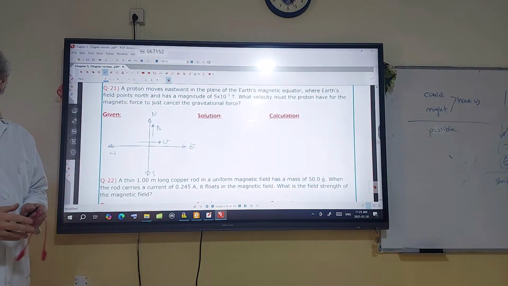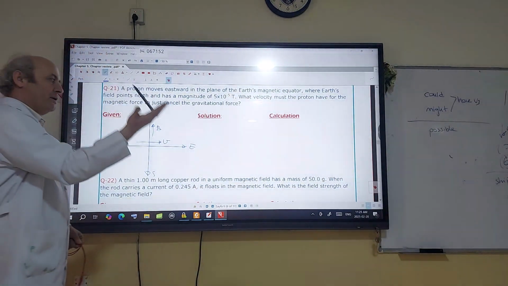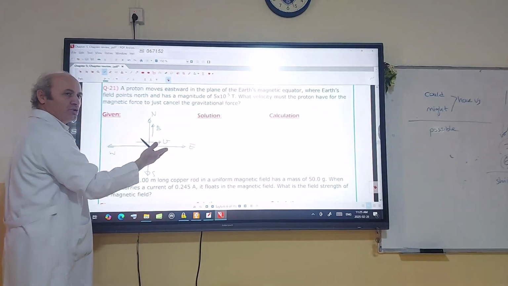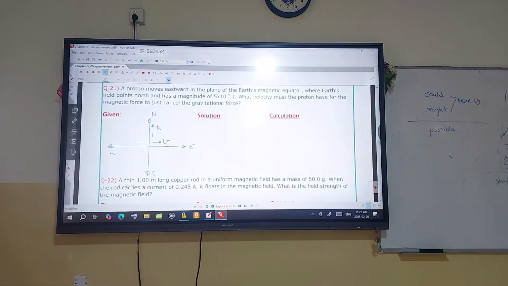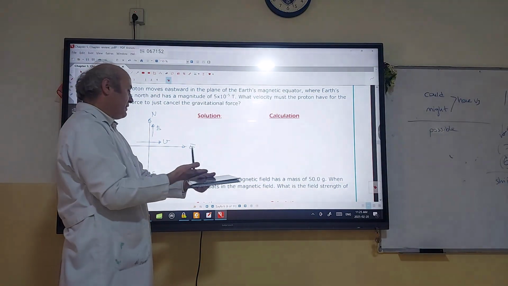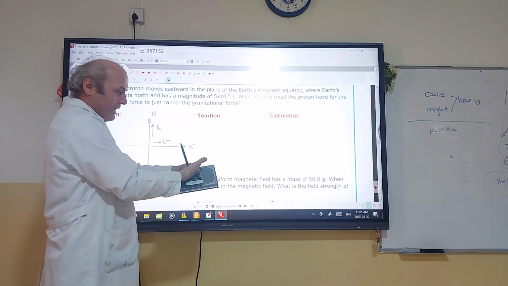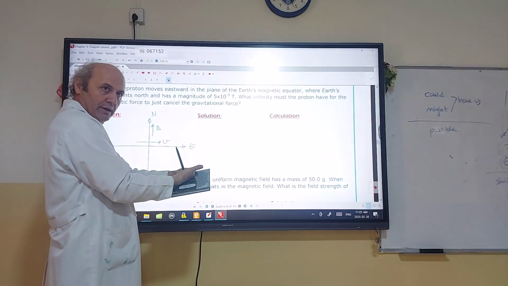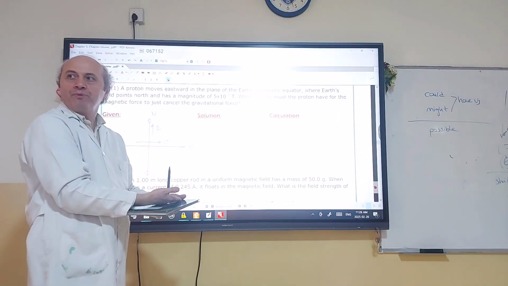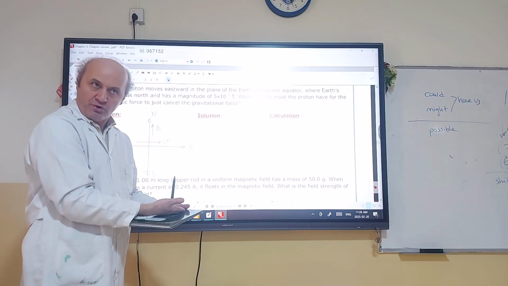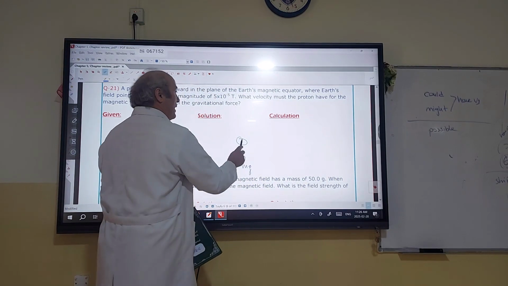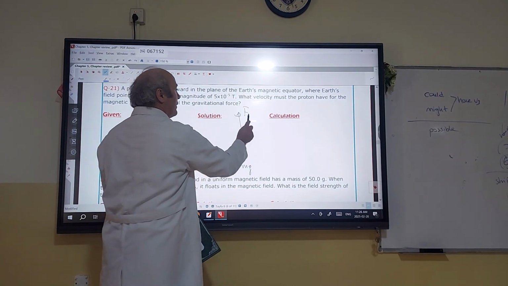Let's find the force acting on the proton. The velocity is east, and the field is going to the north. My board is vertical, your page is horizontal. The magnetic field is to the north, the proton goes to the east. Look at the force: upward. What does this upward force do? It is in the opposite direction of the gravitational force. The gravitational force takes the object down, but the magnetic force pulls the object up.